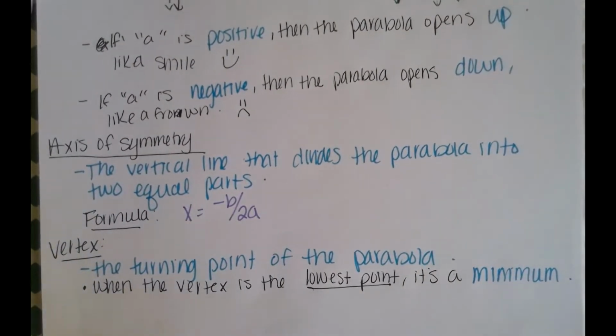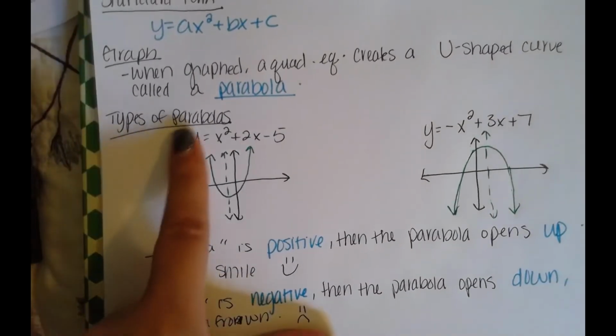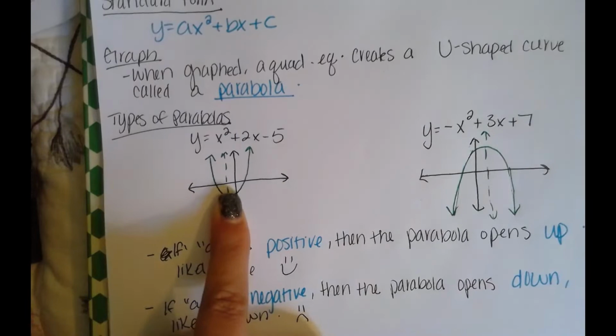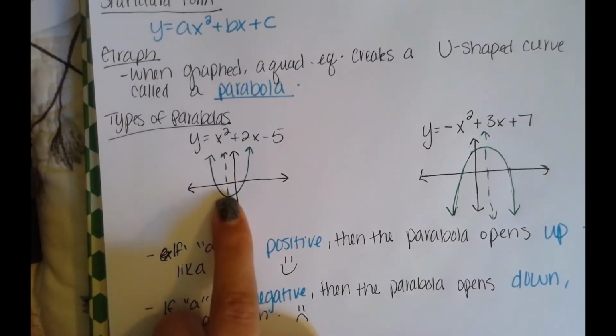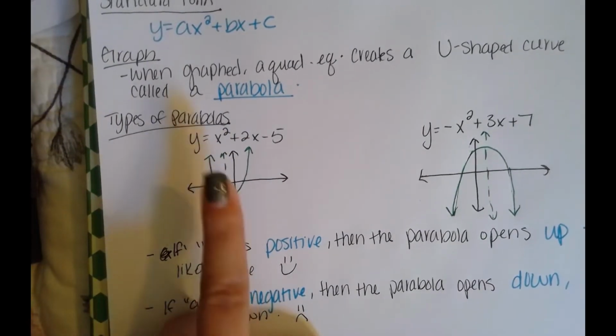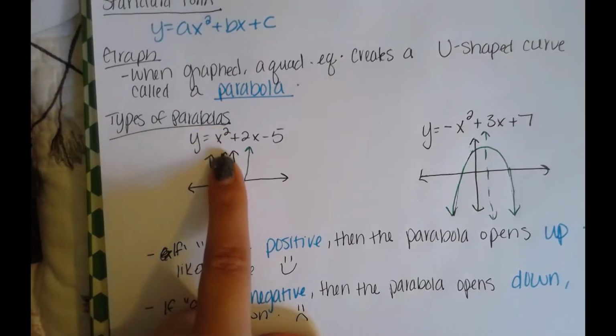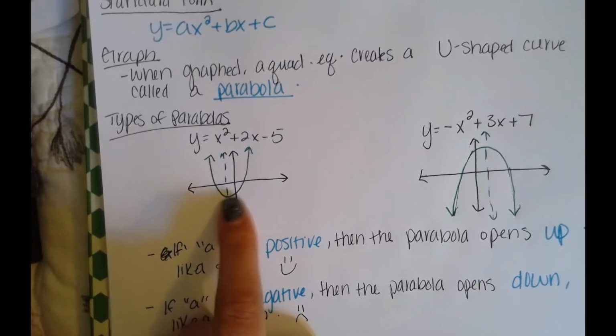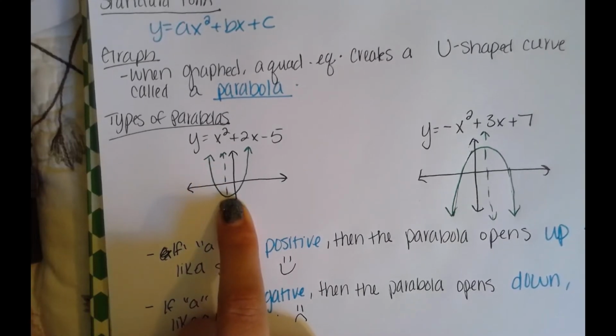The turning point of your parabola, like right here, goes down, and then all of a sudden it gets to one point and then it turns back around. That point right there would be your vertex. It's where your axis of symmetry crosses your parabola, because that's the lowest it's going to be. And that's called a minimum because it's the lowest spot. It's the minimum spot that you're going to hit in this parabola.